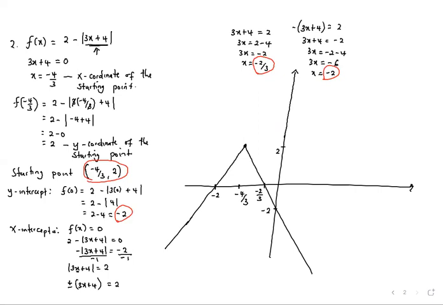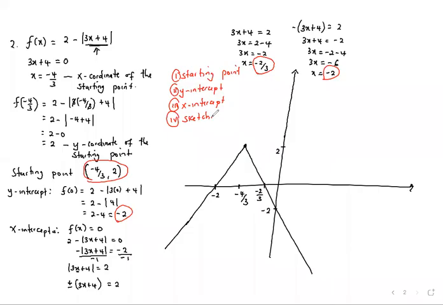So you need one, the starting point. Two, y intercept. Three, x intercept. Four, h. Because once the points are well assembled, then we don't need the domain or the range.